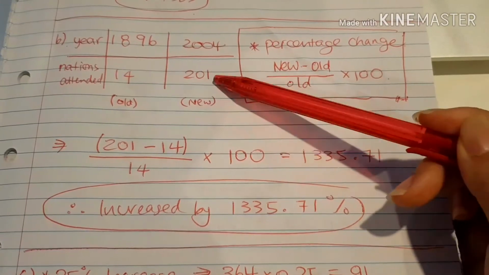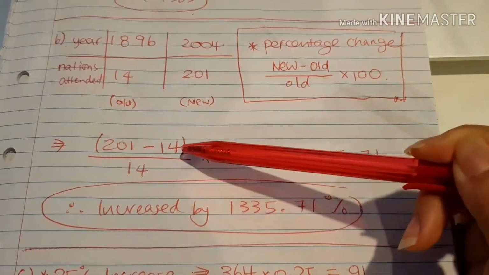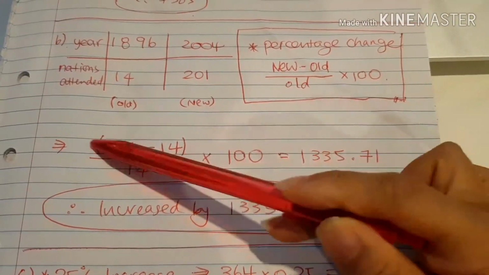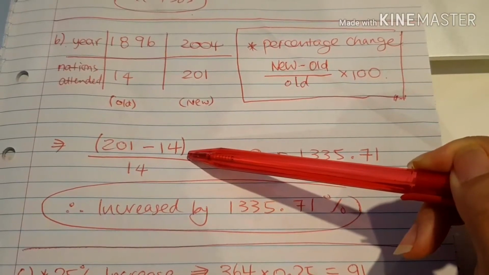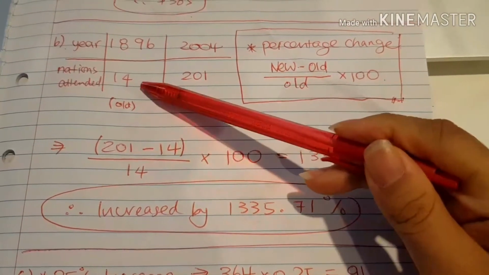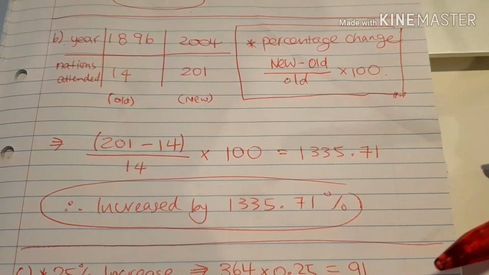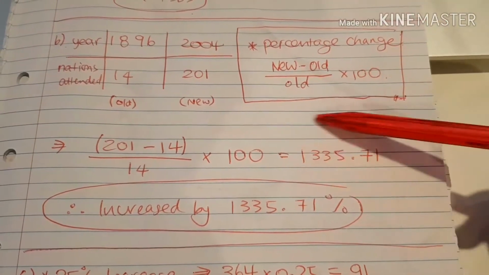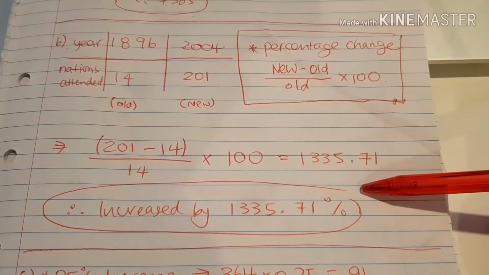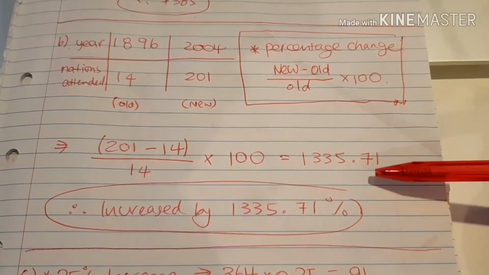Following the formula, 201 minus 14. Okay, you need to calculate this first in the calculator. Divided by the old, okay, 14, and then times 100. All right, I got 1,335.71. What does that mean?